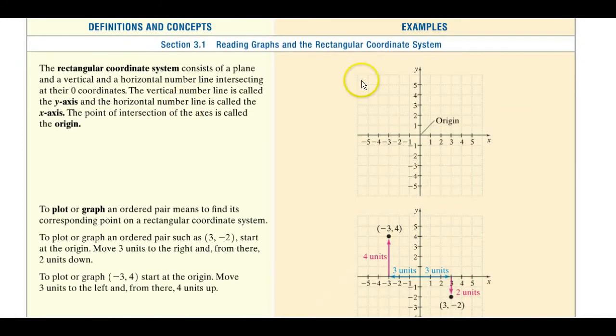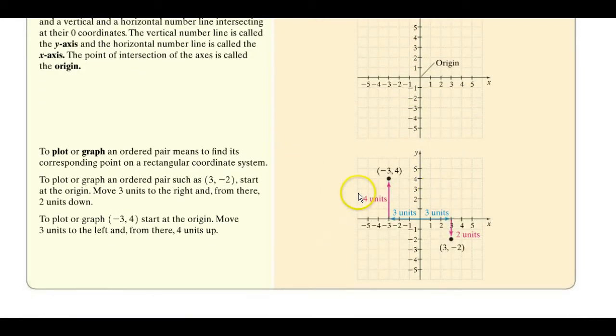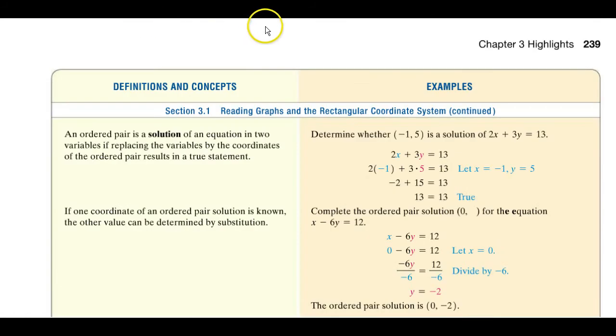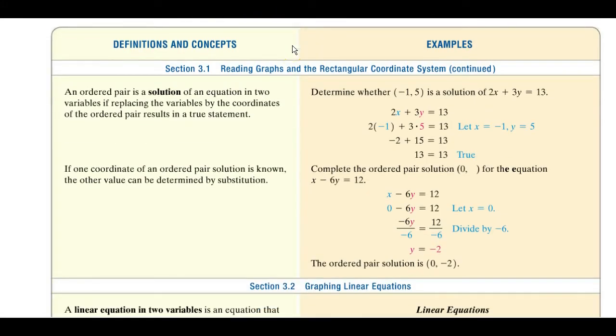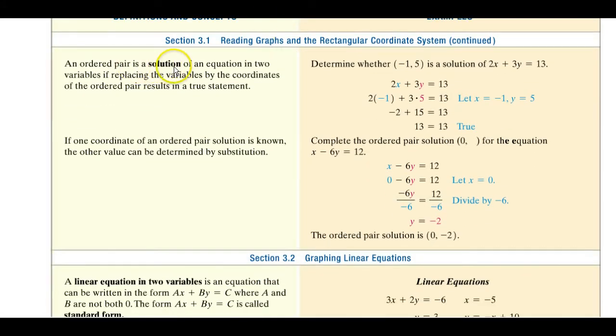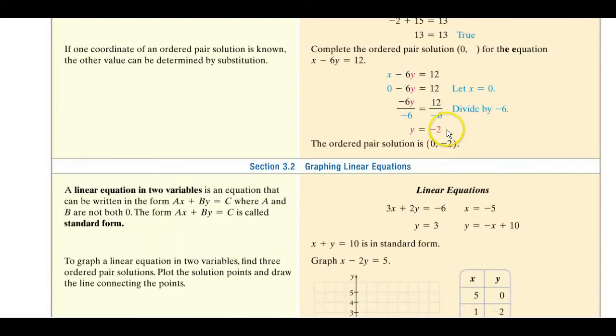And again, the rectangular coordinate plane, two number lines, the origin, plotting a graph. They're ordered pairs. Always plot the x first, then the y. Little summaries here. Okay, there's the word solution. If we replace the letters with our x, y values, and it makes a true statement.